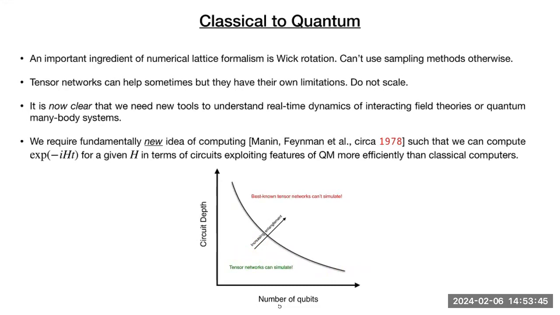This is just drawn, but it is not to scale. And if tensor networks can't simulate it, basically any classical algorithm probably cannot simulate it. Is that right? That's right. That's what I mean by tensor networks can't simulate, because most of the best classical algorithms are tensor network based. So when I say that tensor networks can't simulate, I mean the best scaling algorithm cannot simulate. Yes, got it. Thank you. Thanks for the question.